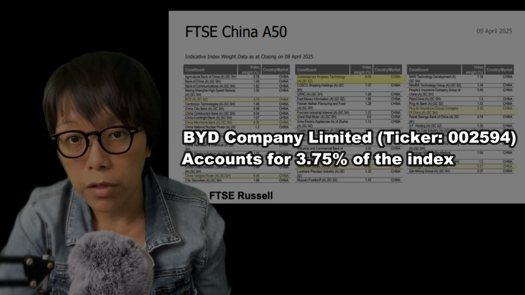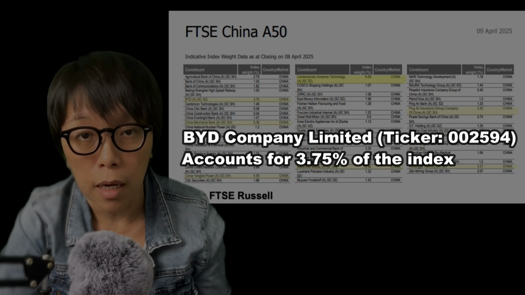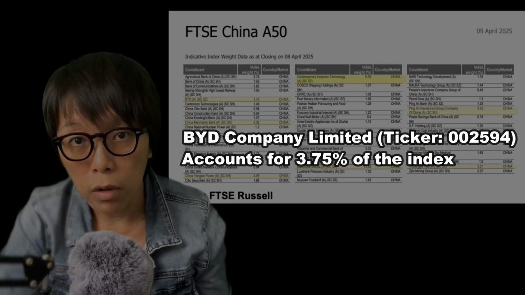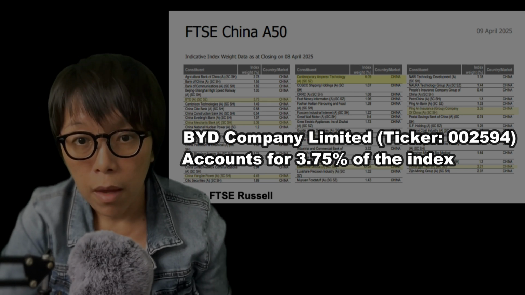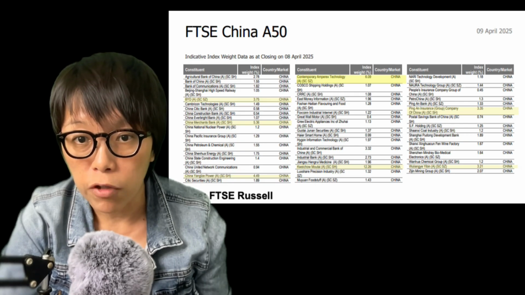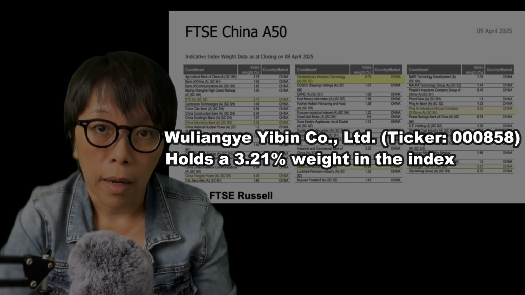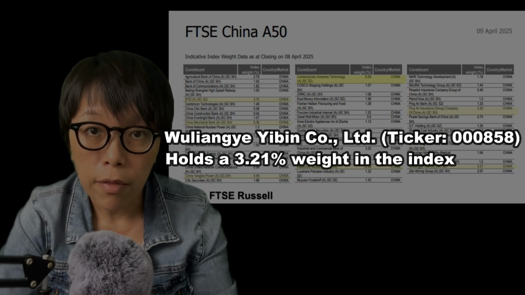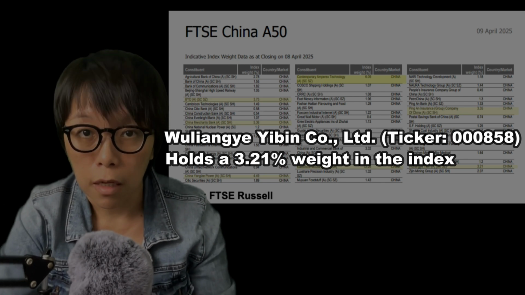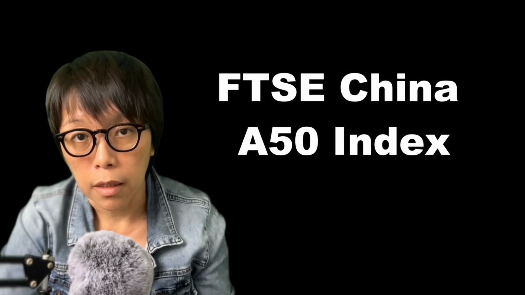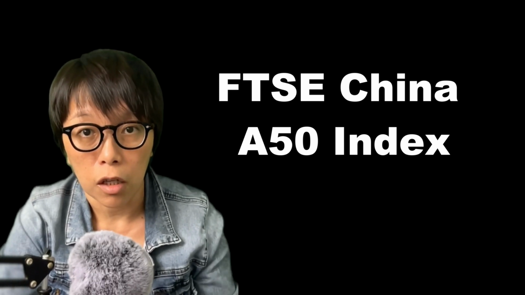And then we've seen in recent reports that BYD cars are in certain quarters performing better than Tesla. And lastly, another Baijiu company, Wuliangye, about 3.2%. So by getting into an index like the A50, it gives you exposure to 50 companies that are pivotal to the Chinese economy domestically.